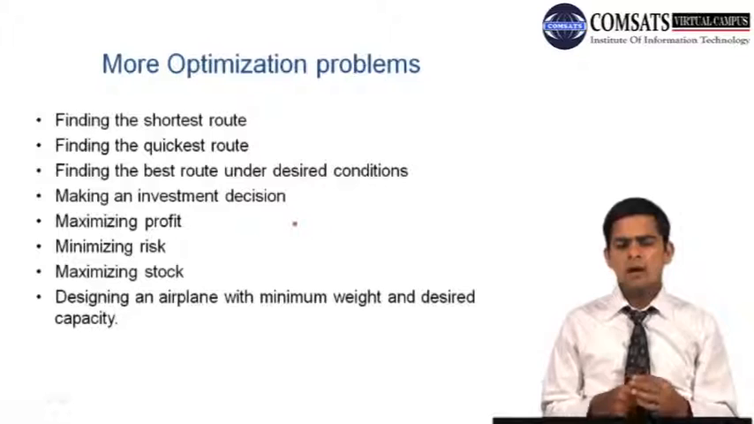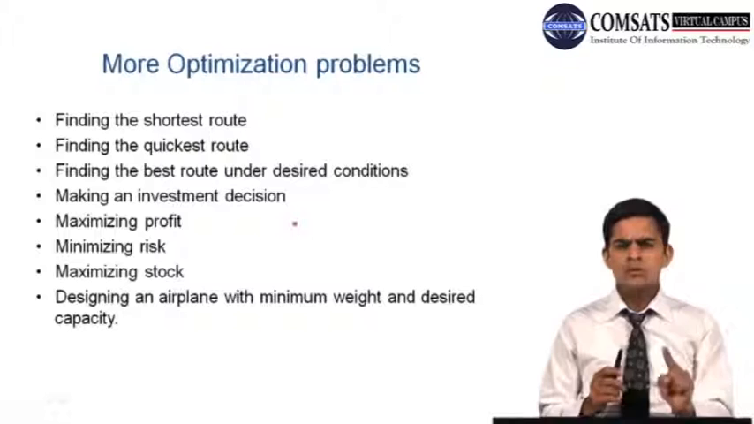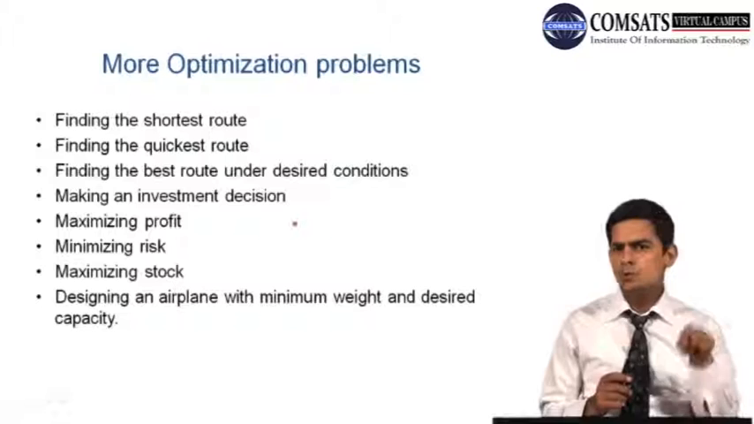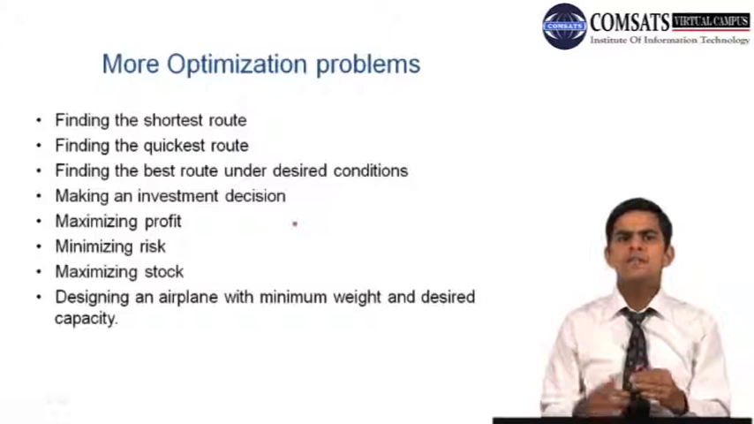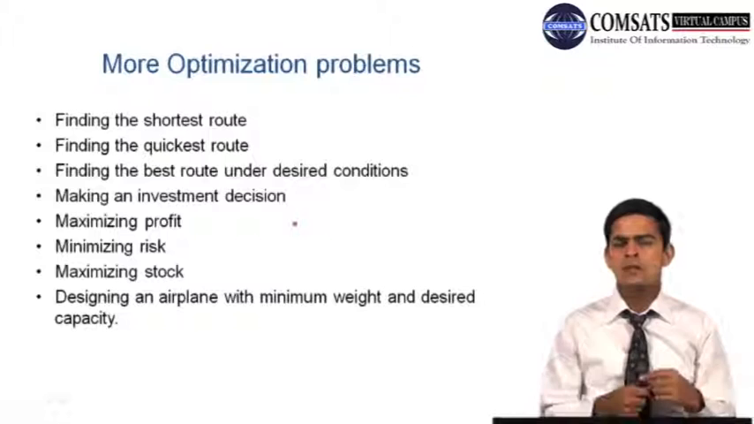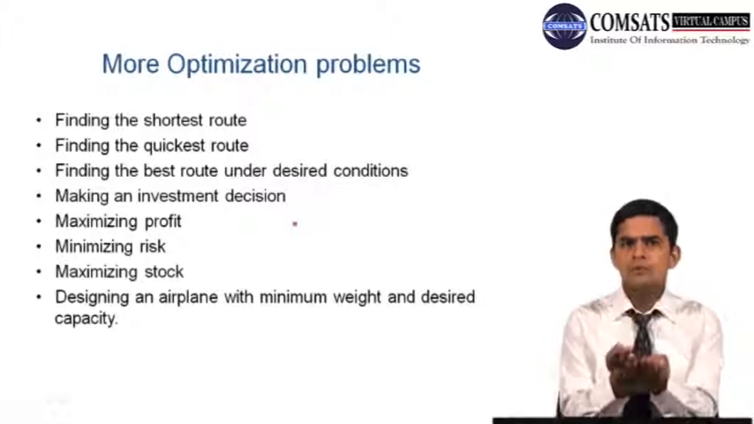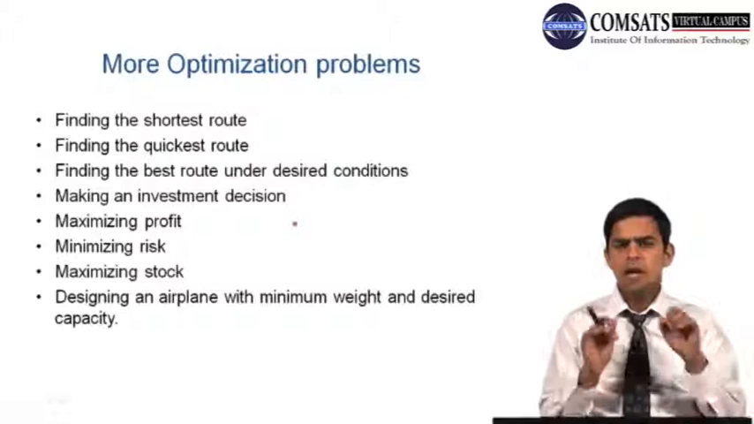Okay, and these are not the only route problems. You also want to find the best route under desired conditions. For example, you want to go from Islamabad to Lahore, but you want to go through Gujranwala because you have to drop something in Gujranwala. You have to visit a relative in Gujranwala. You have to pick someone up from Gujranwala and then go to Lahore. So now you cannot, for example, take the motorway, because going from the motorway to Gujranwala is a very, very long way. So you will then have to be careful what your route is. Your route may have to satisfy certain desired conditions which are already set.